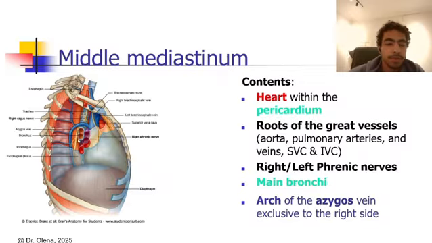In the middle mediastinum, you can find the heart surrounded by the pericardium, the roots of the great vessels, as well as the arch of the azygous vein. On the right side, you can find the right and left phrenic nerves, but only the right phrenic nerve in the right part. And you can also find the superior and inferior vena cava.